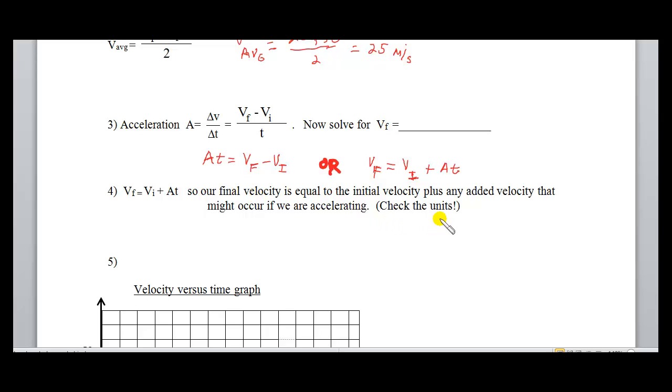Now we could check our units to make sure that we really do have velocity units on this side and velocity units on this side.